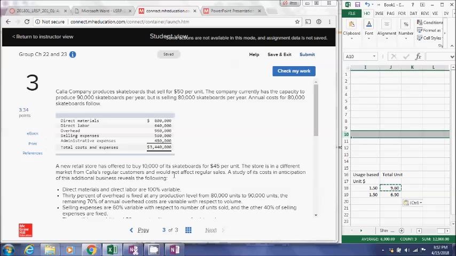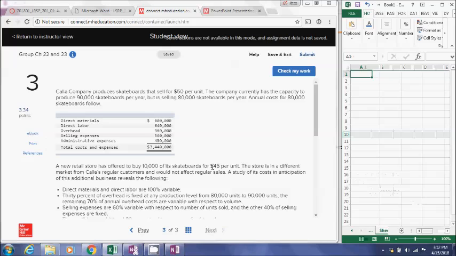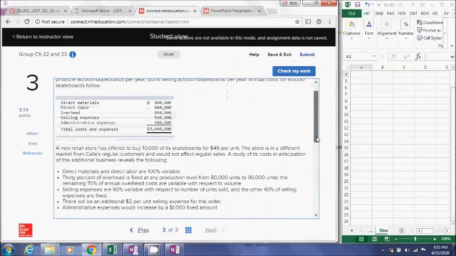Says that a new retail store has offered to buy, looks like 10,000 of its skateboards for $45 per unit. That's $5 less than normal. The store is in a different market from Cala's regular customers and would not affect regular sales. That's good because that means that we don't have an opportunity cost issue, right? So they've done a little research and said that a study of cost and anticipation of the additional business reveals the following. So direct material and labor, 100% variable. That's good. That makes it a little bit easier for us there.